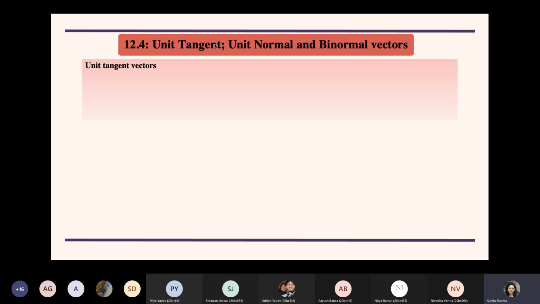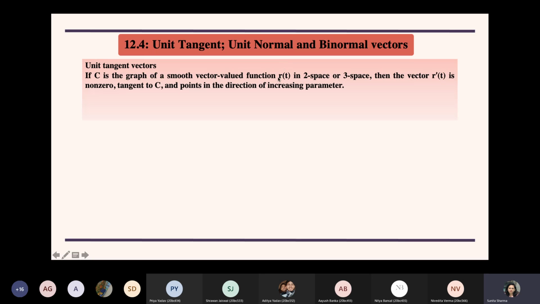You must all be remembering how to define the tangent vector. The tangent vector is r dash t, and if we have to find the unit tangent vector, it is r dash t divided by the norm of r dash t. That is how we define a unit tangent vector. I don't think it is new for you; you have already been using it. If you have a vector valued function r(t) in either 2-space or 3-space, then r dash t is the tangent vector to the curve and points in the direction of the increasing parameter.